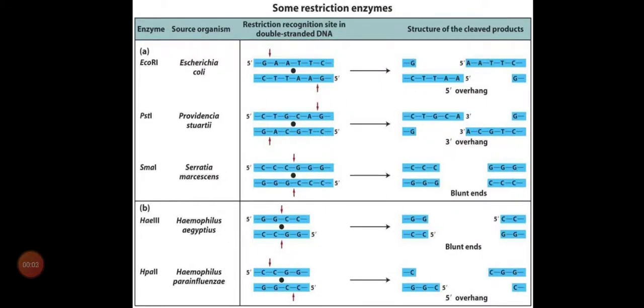Welcome back, children. So I think you saw the restriction endonuclease, how it will work on the plasmid vector and also the target gene or foreign DNA. So Escherichia coli. Now look at the slide.